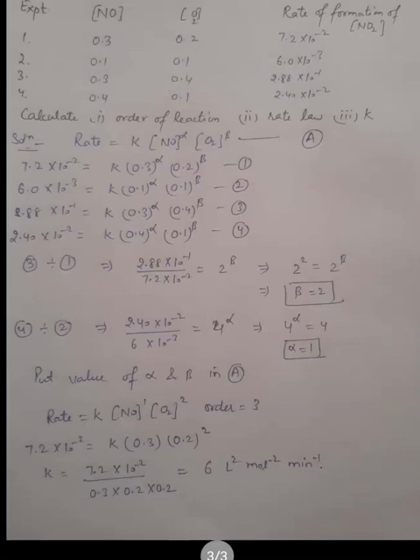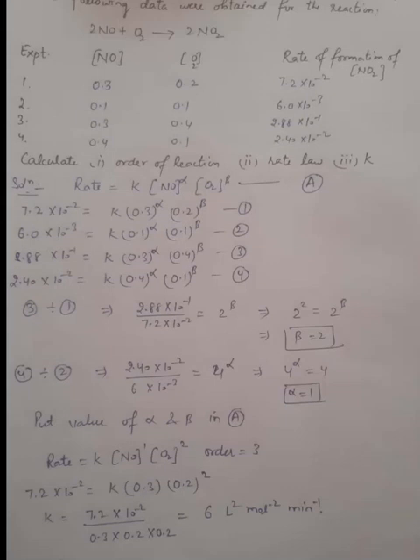Let us take an example on initial rate method. This type of question also comes in the board exam. The following data were obtained for the reaction 2NO plus O2 gives 2NO2. This data is given for experiments 1, 2, 3, 4: concentration of NO, concentration of O2, and rate of formation of NO2. We have to calculate order of the reaction, rate law, and rate constant. Let us consider rate is equal to K, NO to the power alpha and O2 to the power beta. We will put all the values from 1, 2, 3, 4.